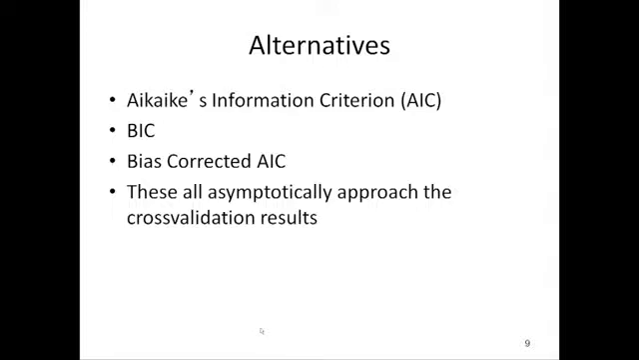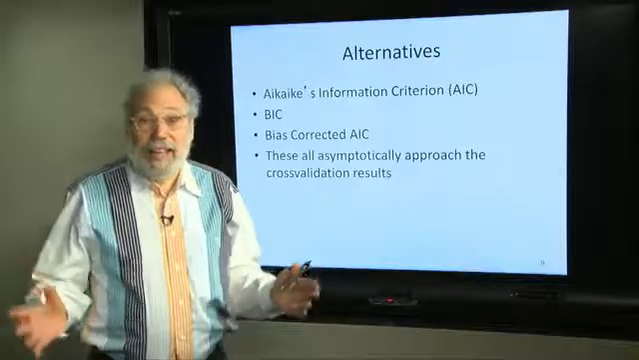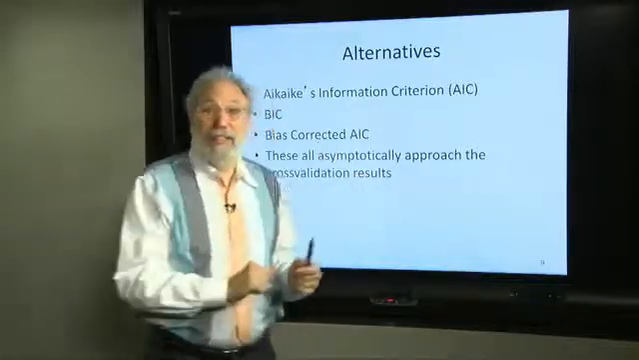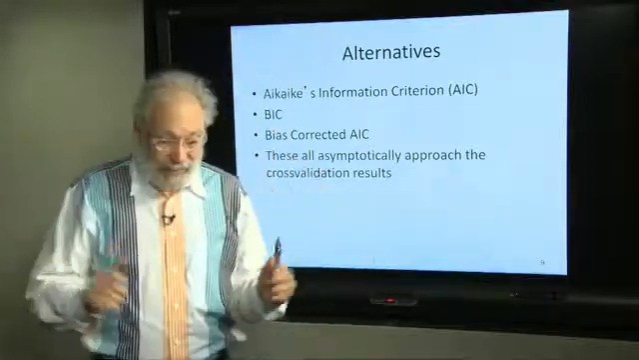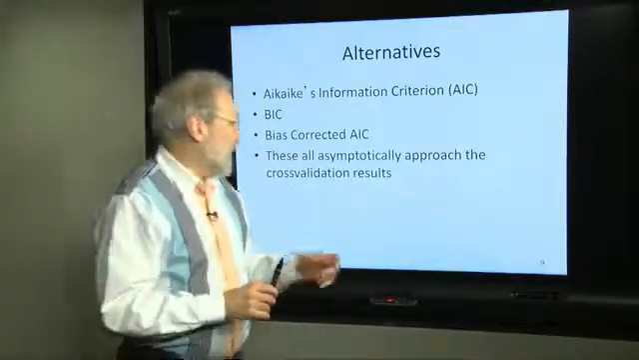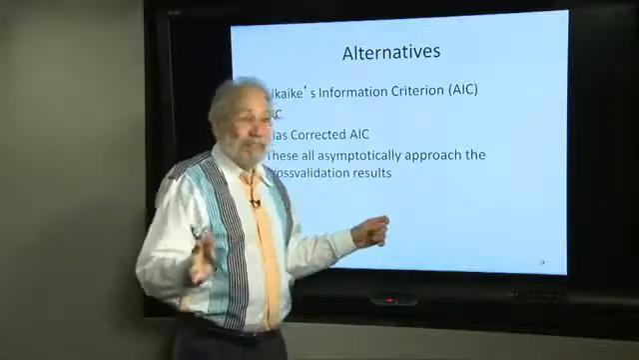Now, there are alternative ways to pick the parameter t, including something called Akaike's information criterion, the Bayesian information criterion, bias-corrected Akaike's information criterion, etc. All of them asymptotically, that is to say, as sample size gets big, approach the results from cross-validation. But the software that we have will do all of these, actually. I recommend cross-validation. I think that's the best way to go here. But any of them is reasonable.